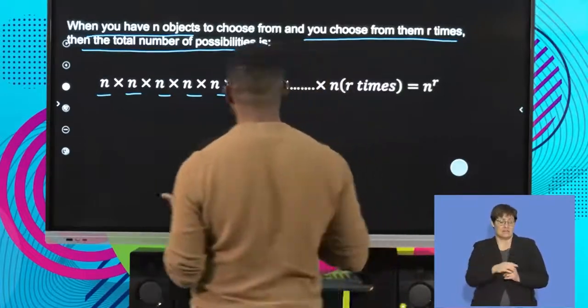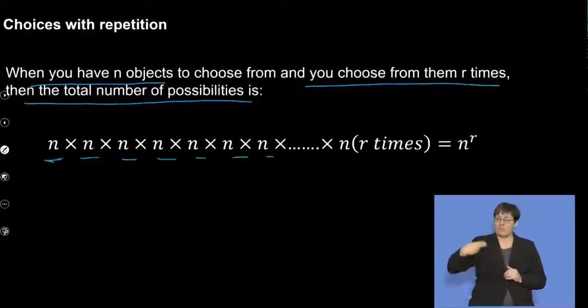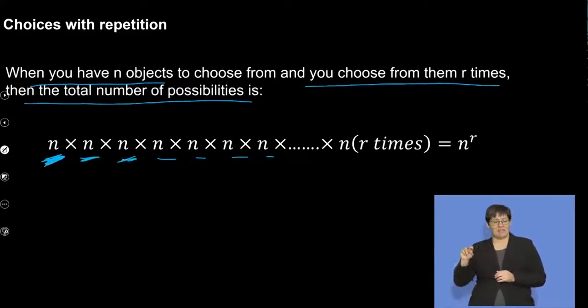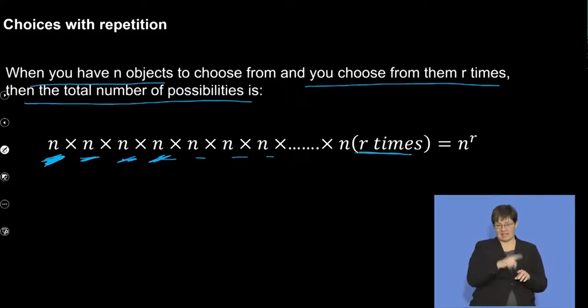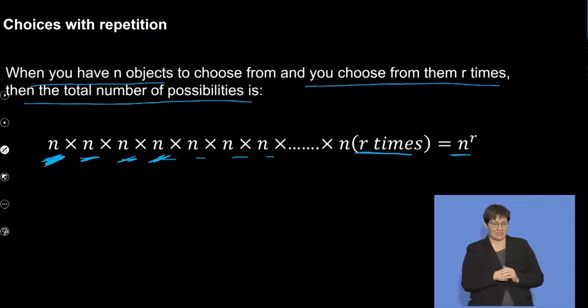So what does that mean? We're repeating some n objects, n times n times n. If you multiply this r times, we'll get n to the power of r. That's the meaning of that. Are we all together? Okay. Fantastic. Hope this makes sense.